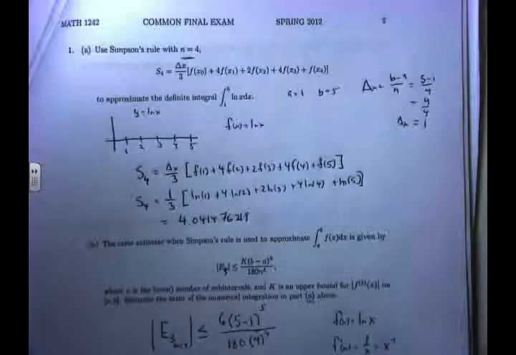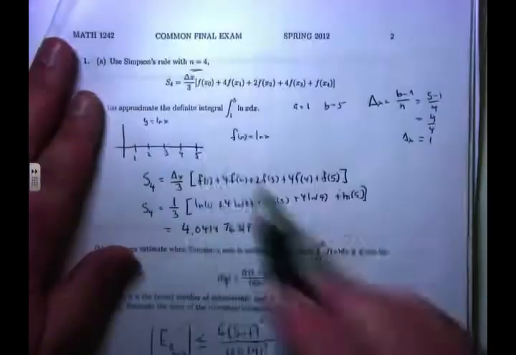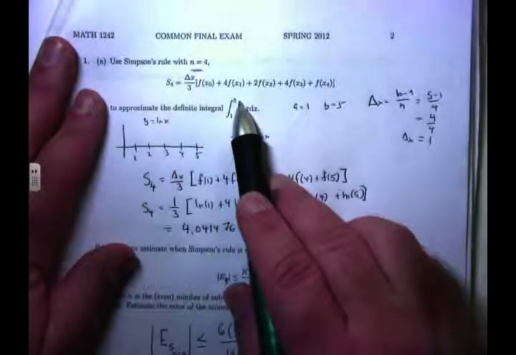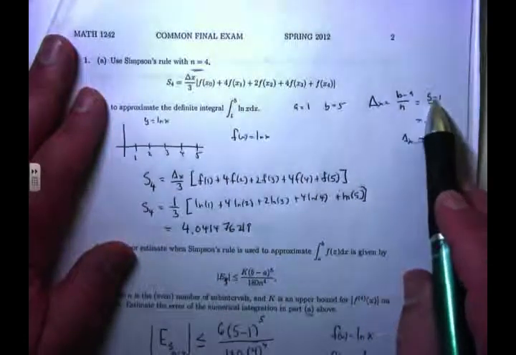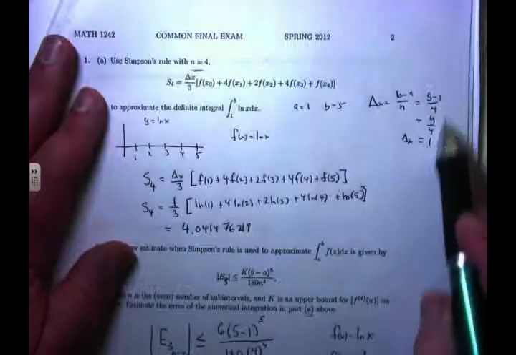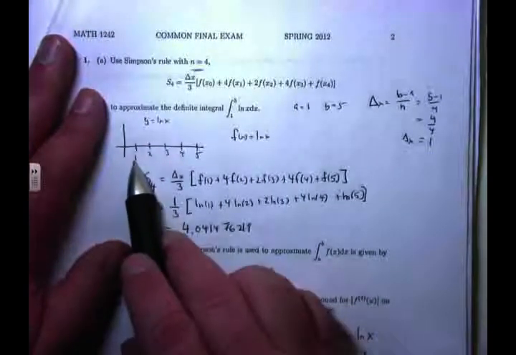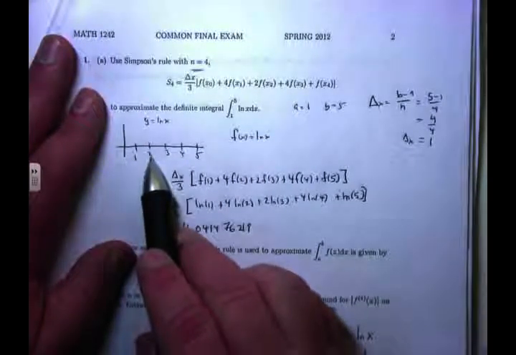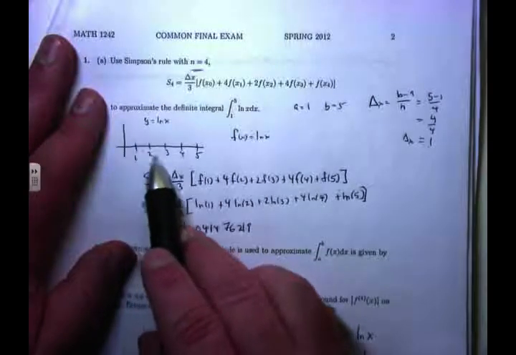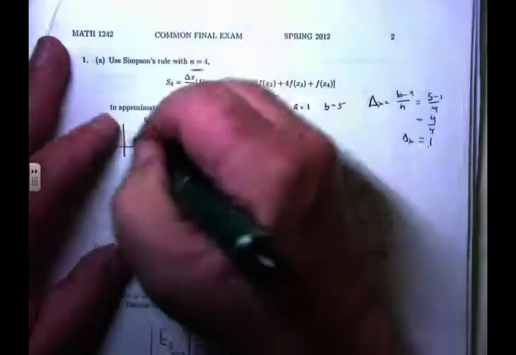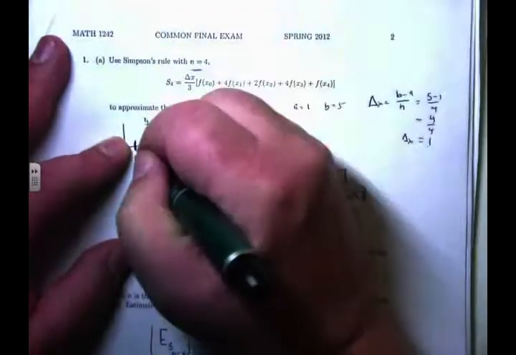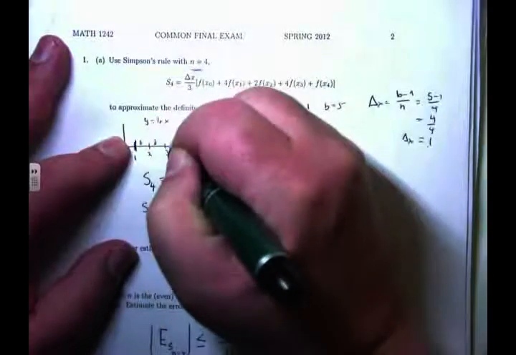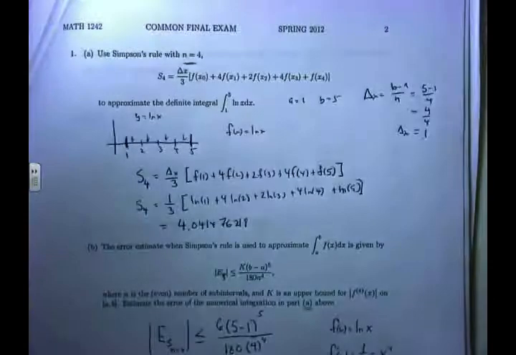No. I got 4 partitions. Now, my bounds are going from 1 to 5. Don't be confused by that. But delta x is b minus a over n: 5 minus 1 over 4, which is equal to 1. So I started at 1 and go from 1 to 2 because my delta x is 1. You start at 1 and add 1. 1 to 2, 2 to 3, 3 to 4, 4 to 5. Count them. I'm starting here. I'm not counting 0. And I'm ending here. There's 1, 2, 3, 4 subintervals. Partition is 4. It is even.